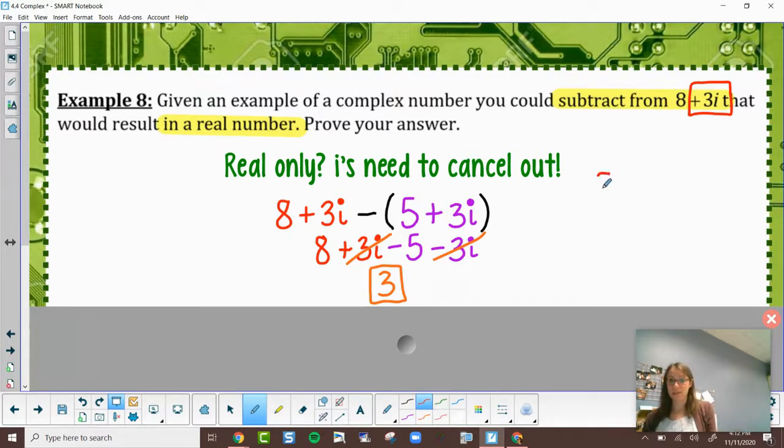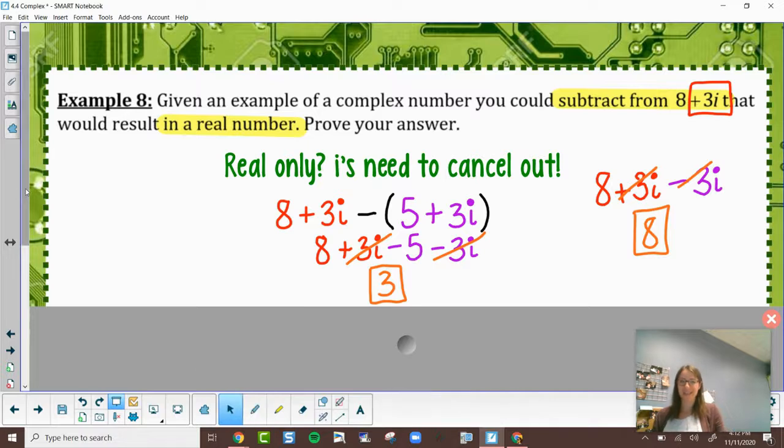A couple other ones that you can do. So if you thought of this one as an example, so 3i, and it just says, what can I subtract from that to make it a real number? Well, I could subtract 3i because, again, those would cancel out and I would be left with 8. So that's another example. There's a bunch of different examples. The biggest thing is you just want to make sure those i's cancel out.